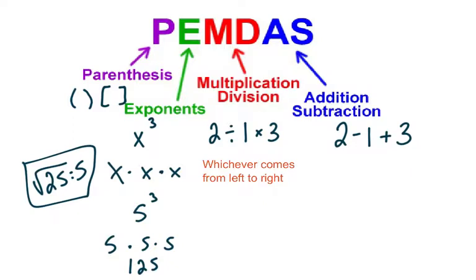Don't do addition first. It's not PEMDAS, PEMDAS. It's P, then E, then M or D, then A or S. That's why M and D are both in red and A and S are both in blue. It's whichever one comes first when you move left to right.